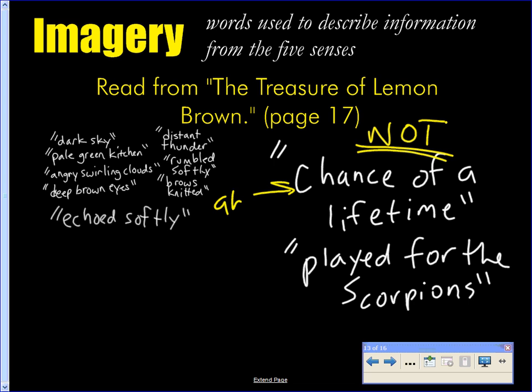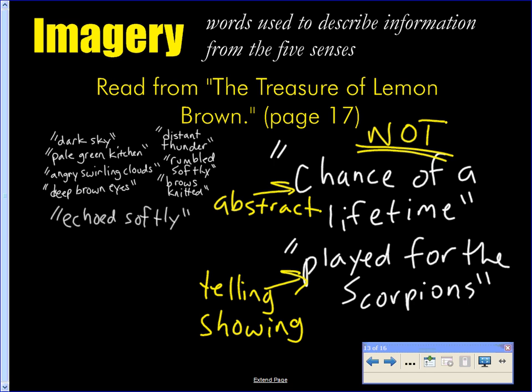That is abstract. This is not imagery because it's not something that you can touch, it's not something you can taste, it's not something that you can see. Played for the Scorpions. This is not imagery because he is only telling you about something happening. He's not showing it through, sorry, I can't spell the rest of that word, description. He is not showing it through description.